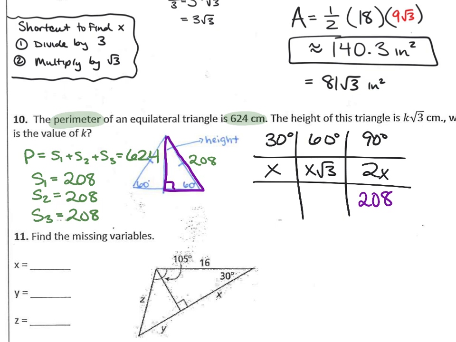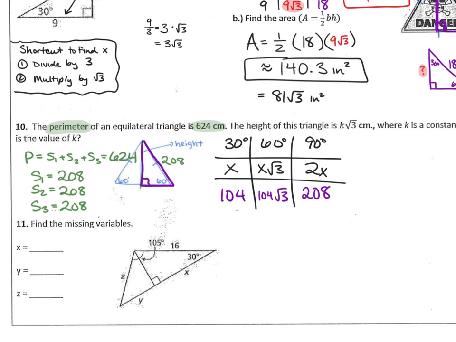Which means, what is the value of x? 104. And what is the value of the 60-degree side? Amazing. All right, so we filled out our tic-tac-toe board. Let's figure out what the actual question was here, because you know how SAT likes to ask multi-step questions.